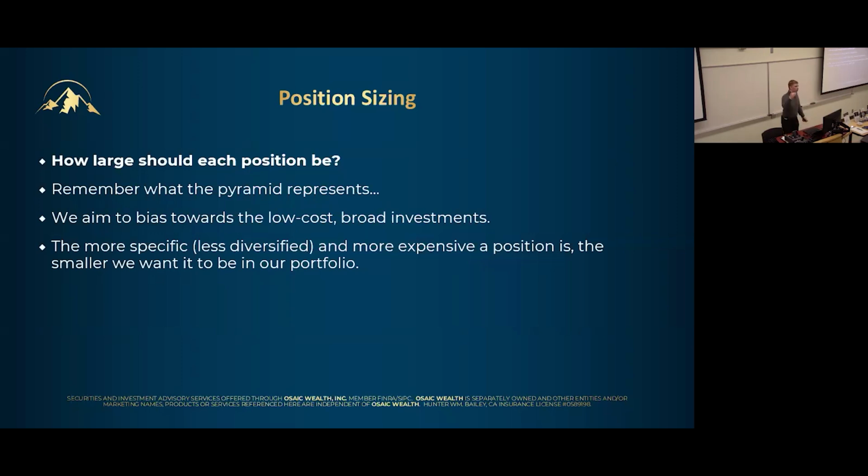We're aiming to bias towards those low-cost, broad investments, and we're aiming to have smaller positions in the managed, high-expense, hyper-specific, those types of things. So the more specific or less diversified and more expensive a position is, the smaller we want it to be in our portfolio. Think individual stock or 2.5% expense ratio managed fund versus S&P Vanguard fund that costs 3 basis points. Or you might be at Fidelity and they have quite literally no expense ratio funds for you to hold. So it's like bias towards those, sprinkle in these.